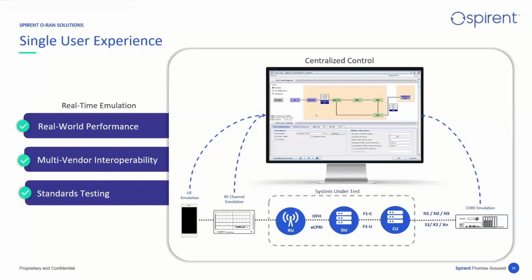And in this scenario, we have, let's say, the RU, DU, and CU as the system under test. Then we will be emulating the rest of the interfaces: N1 to N3, S1, X2, and Xn for CU handover. And then we will be emulating the rest of the core components, including the PDN or IP connectivity.